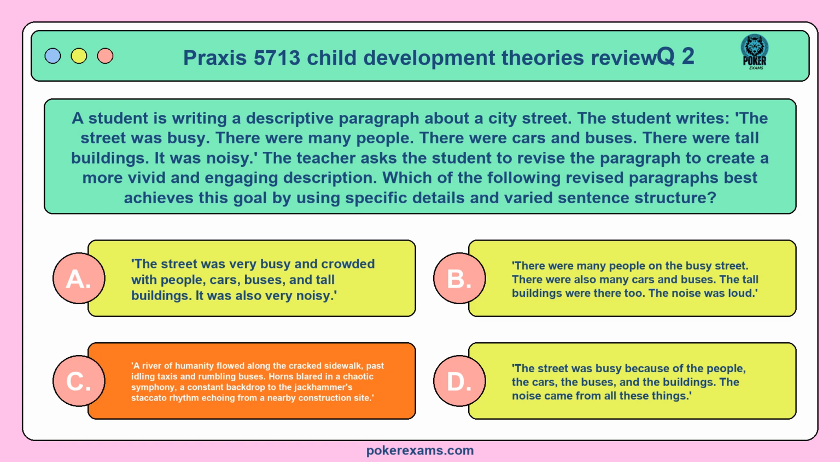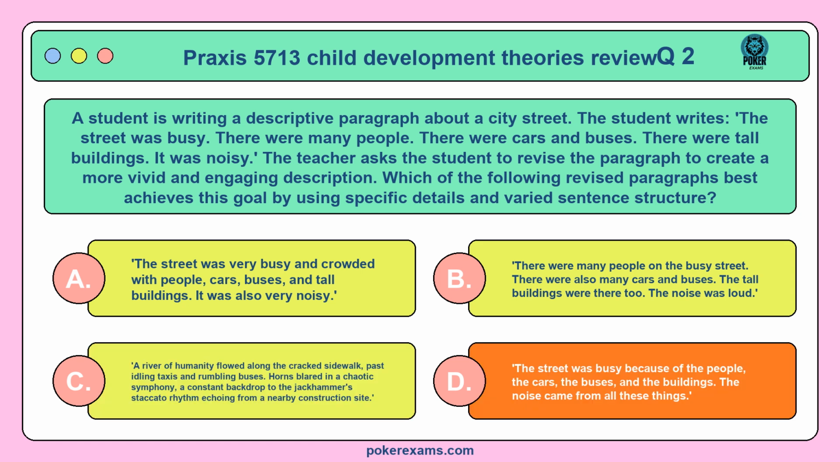C. A river of humanity flowed along the cracked sidewalk, past idling taxis and rumbling buses. Horns blared in a chaotic symphony, a constant backdrop to the jackhammer's staccato rhythm echoing from a nearby construction site. Or D. The street was busy because of the people, the cars, the buses, and the buildings. The noise came from all these things.